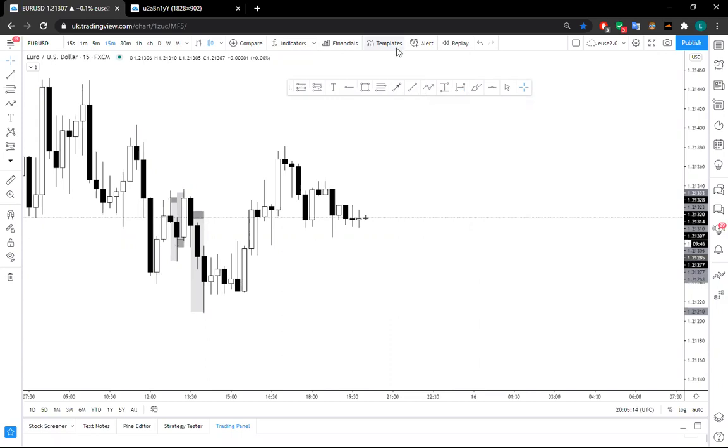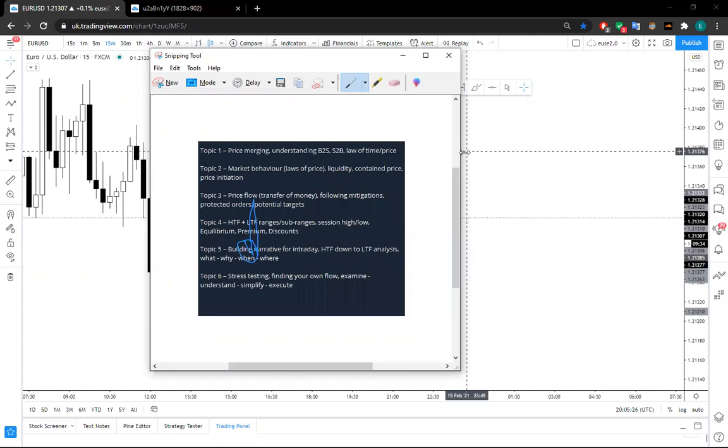So it could be these 2 wicks here, sell to buy. Let me go back to that topic. Topic 1 is making sure that you can see all these little details of your sell to buy and buy to sell. So that's a recap of that.